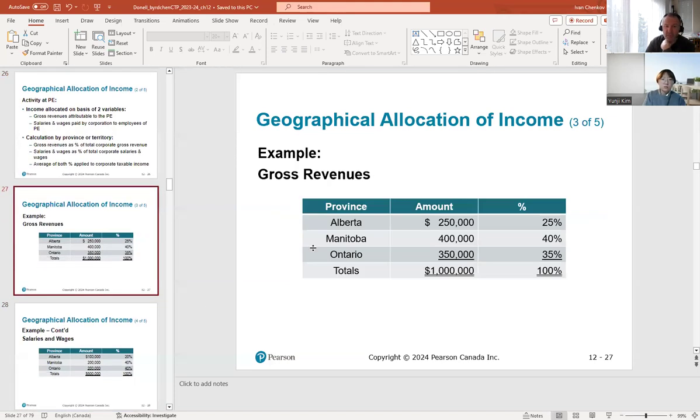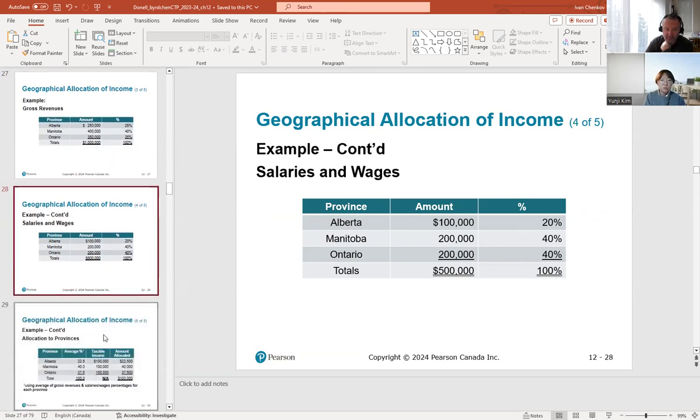Let's see what the example will be here. Let's say the gross revenue of Alberta, 250,000. Manitoba, 400,000. Ontario, 350,000. That's how those percentages are come up with, because the 1 million is 100%. Then we come up with the percentage of every single territory. Now the salaries and wages, that's how they're coming.